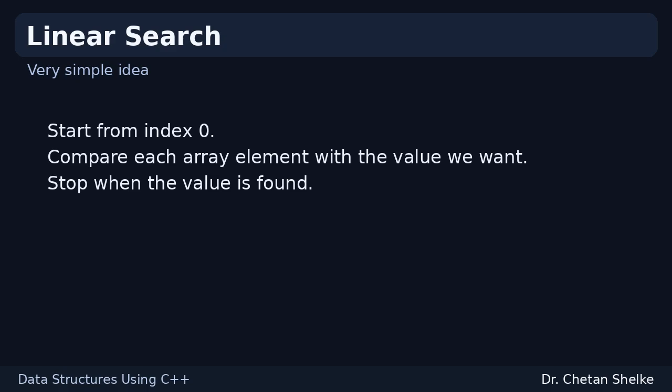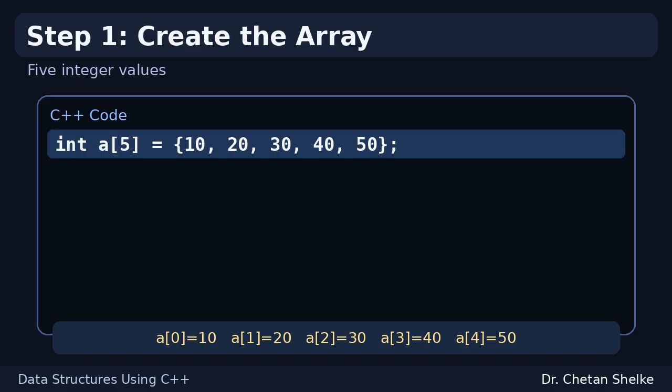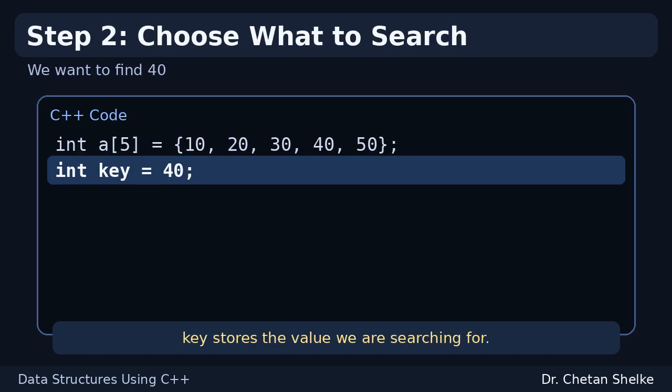Let us write the program. How will we write the array? int a in square brackets 5, and then you will store the values 10, 20, 30, 40, 50. Now suppose you want to search 40, you will write int key equal to 40.